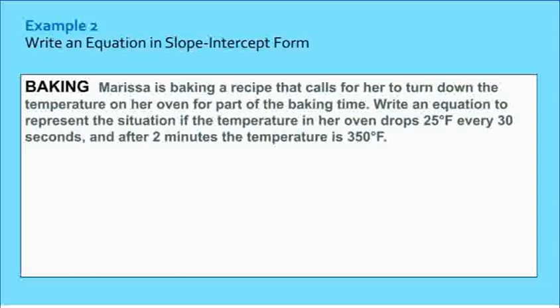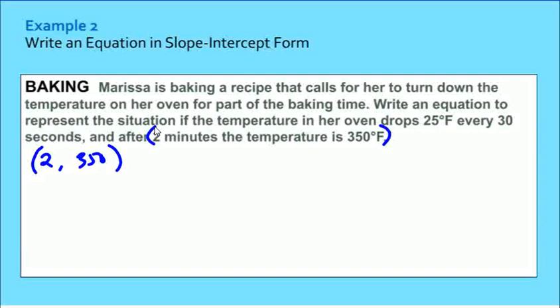Example 2. Write an equation of slope-intercept form. We're given a word problem. Marissa is baking a recipe that calls for her to turn down the temperature on her oven for part of the baking time. Write an equation to represent the situation if the temperature in her oven drops 25 degrees Fahrenheit every 30 seconds, and after 2 minutes, the temperature is 350 degrees. So a couple of things we need to figure out. We need to figure out our point, and the point that we're given is right here. So we have 2 minutes and 350 degrees.